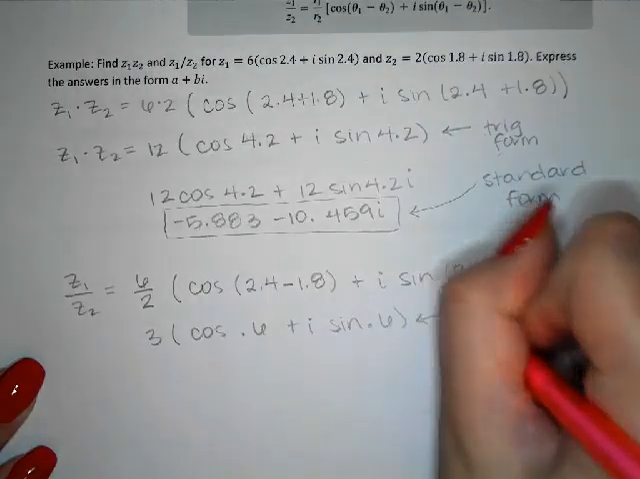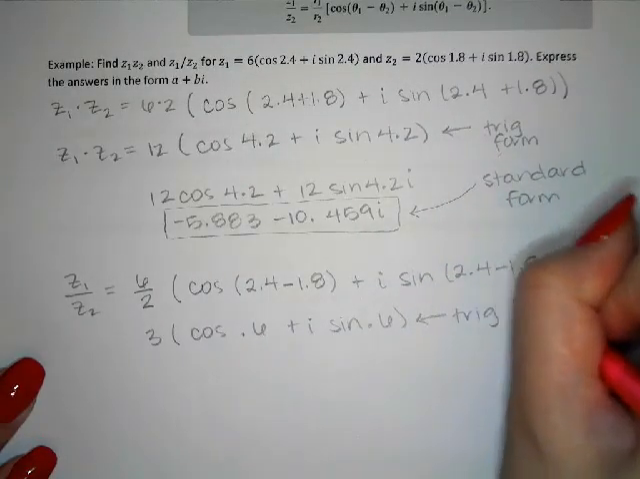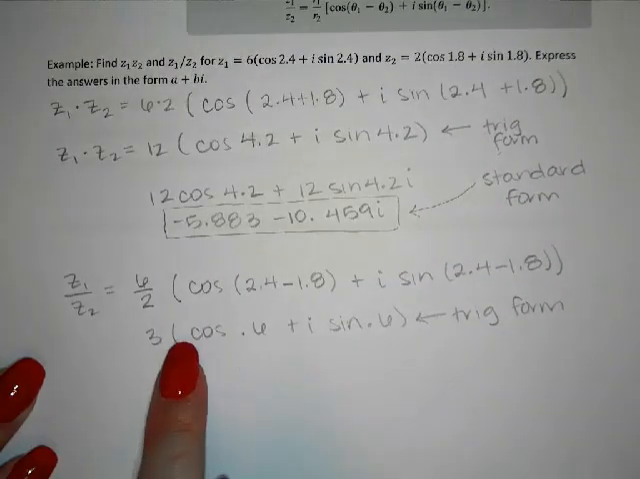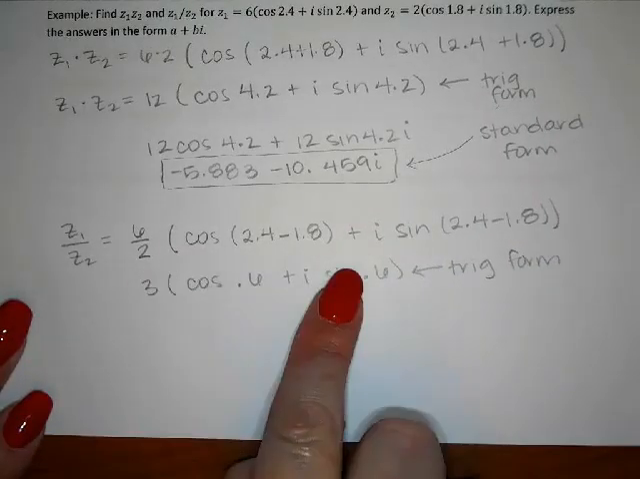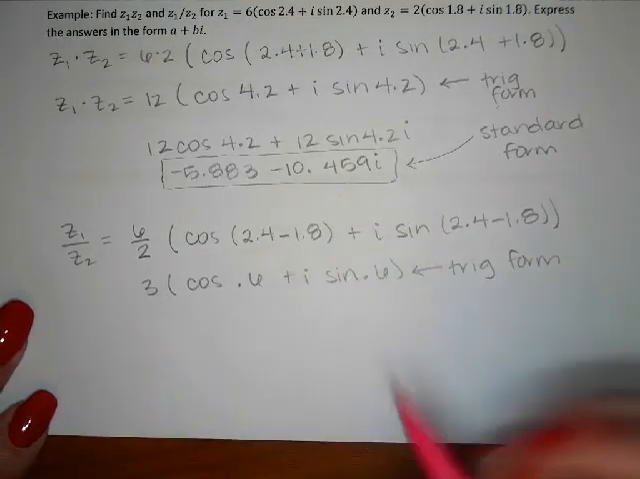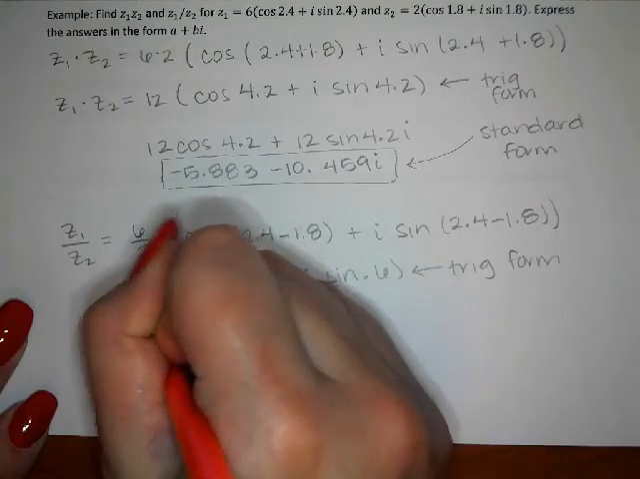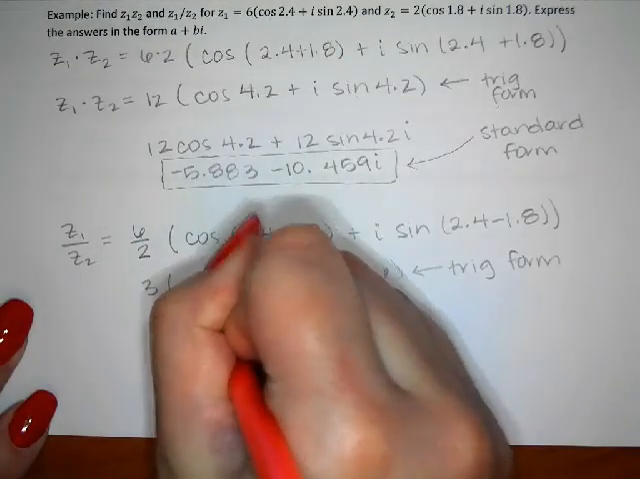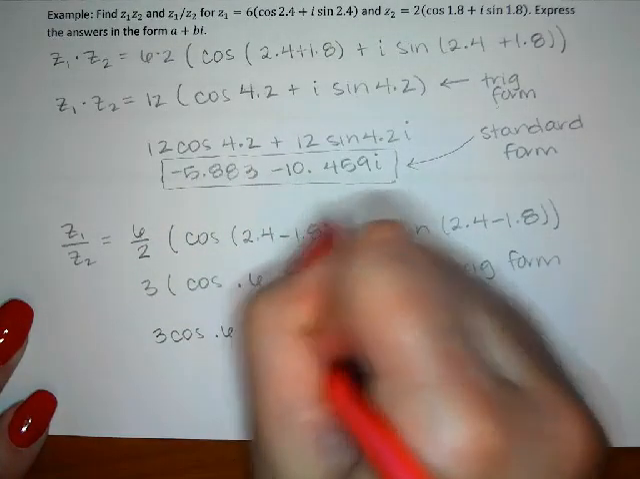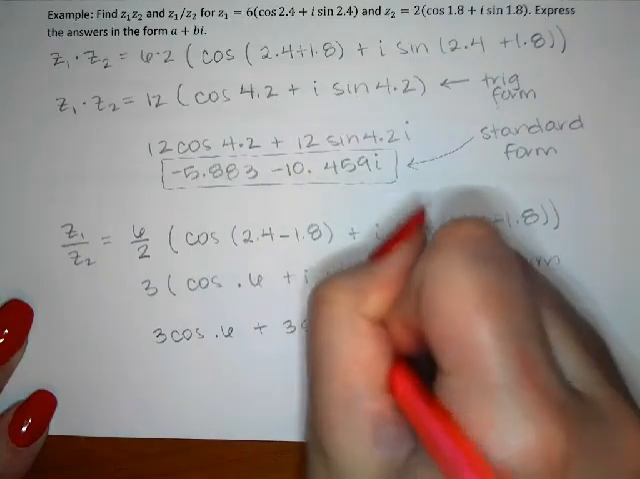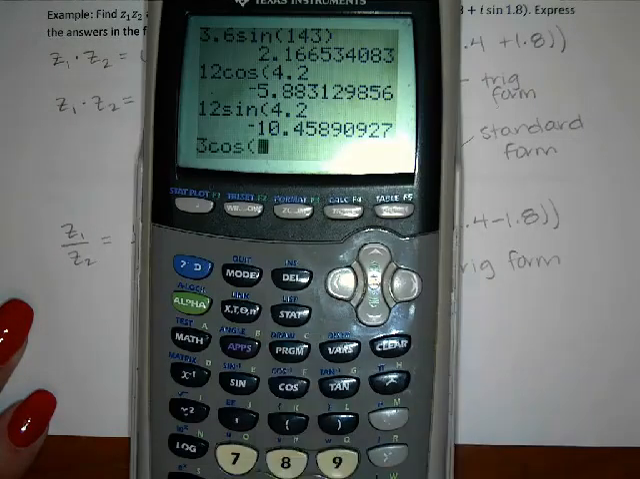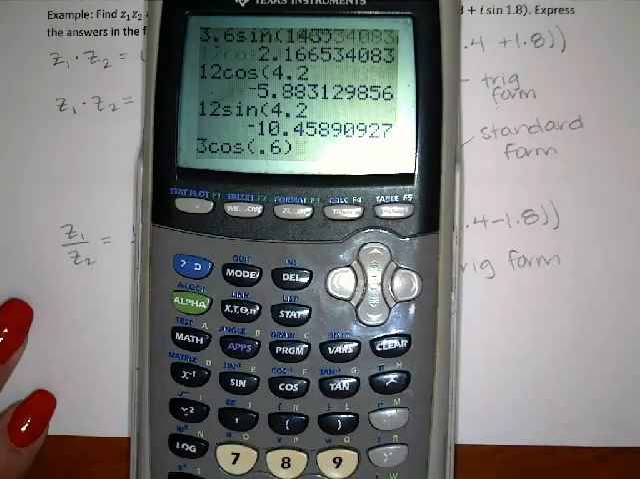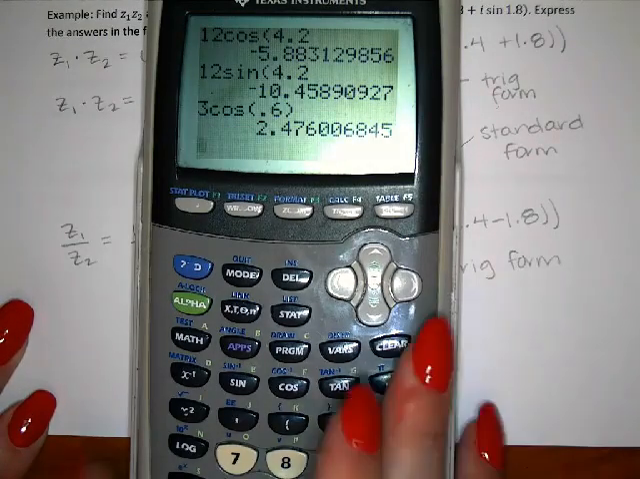And now we can go ahead and distribute that modulus so that we can get the standard form. So 3 cos 0.6, 3 sine 0.6, I'll stick the i on the end. Again, I know this is in radians because there was no degree bubble. And so I'm calculating this while my calculator is in radians.